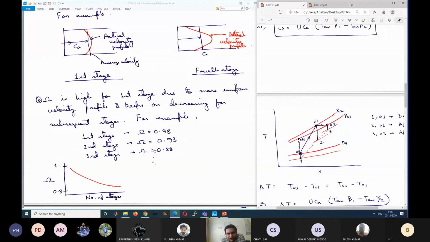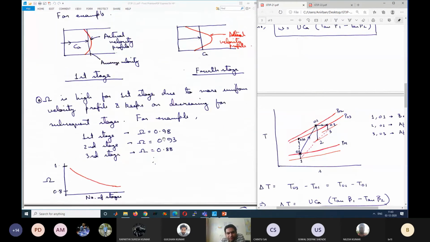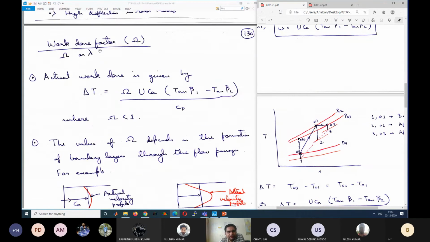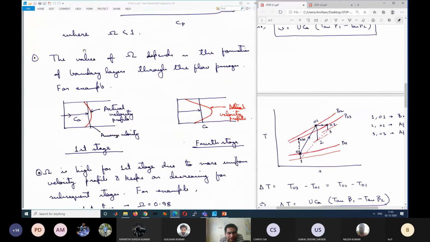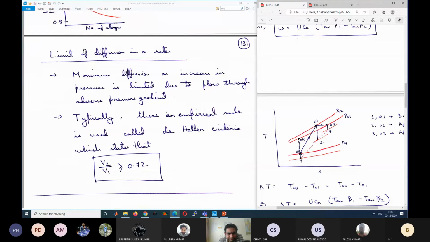So we have to keep this in mind. If it is not mentioned, we can assume that it is equal to 1. But in real design, this also plays a part. So the actual velocity profile also plays a part, and we have to take into account the work done factor. I have given a problem. I think the work done factor should be there in it. Otherwise, you have to take into account the work done factor.